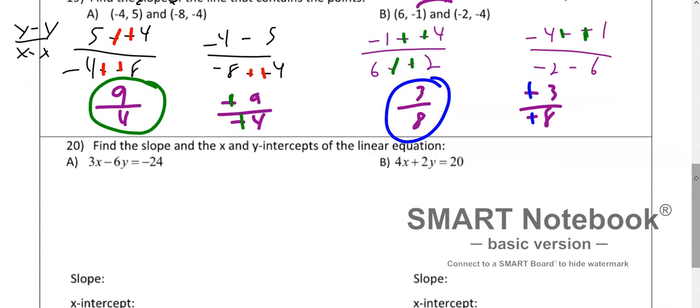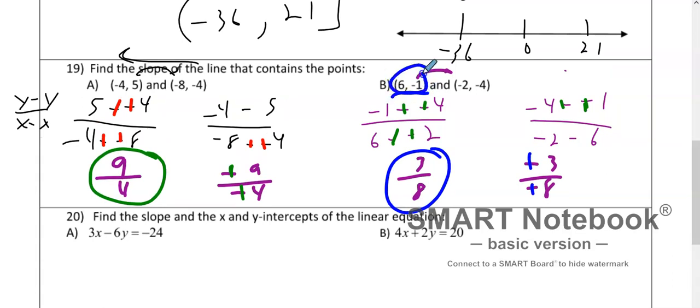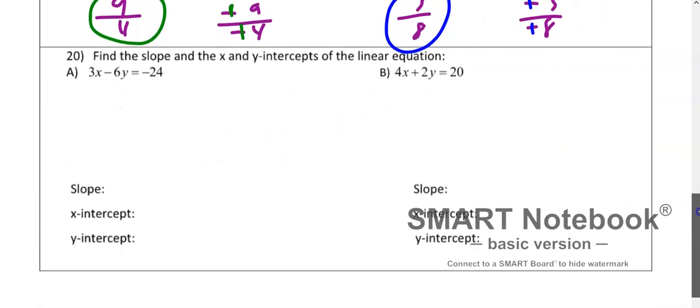The only thing that matters is you're consistent. Start with the same point. I suggest you underline it or circle it or draw an arrow which way you're going. You don't have to do it both ways, but you have the ability to go either direction.